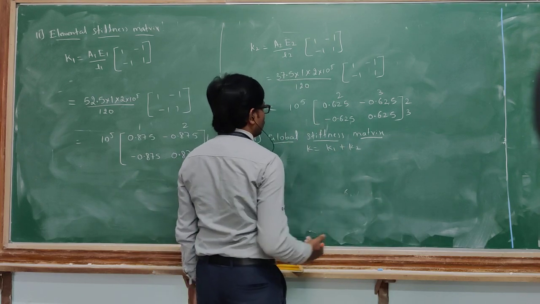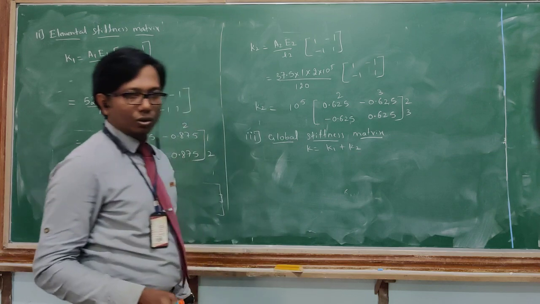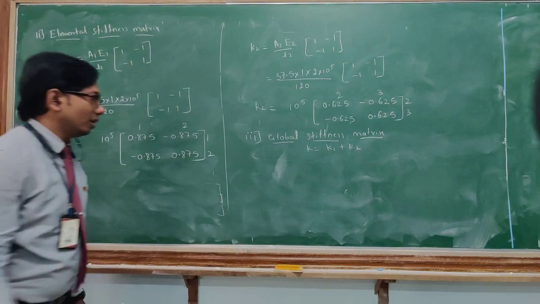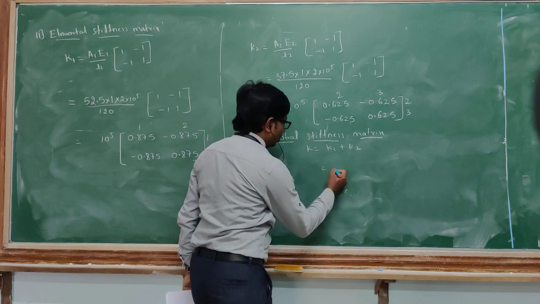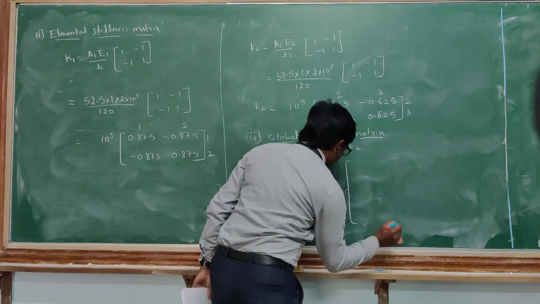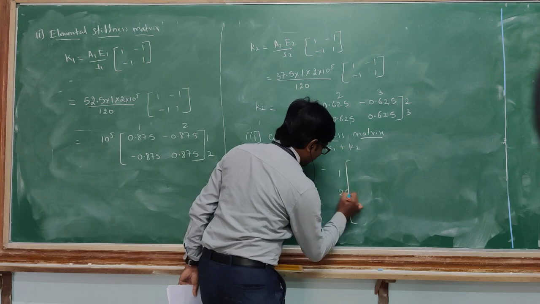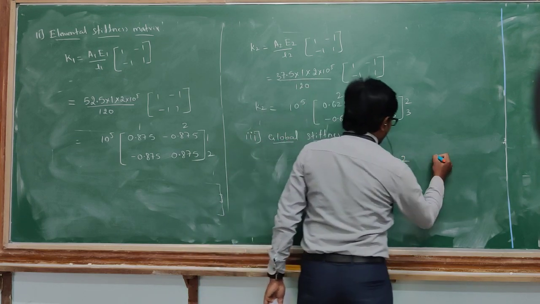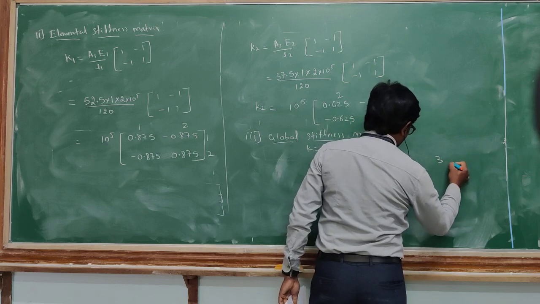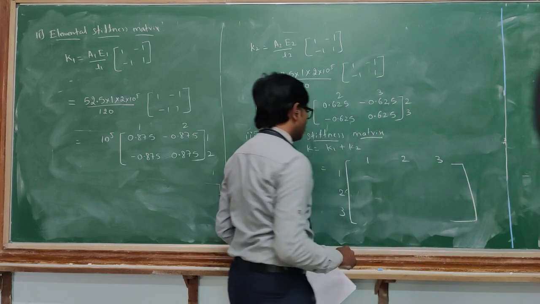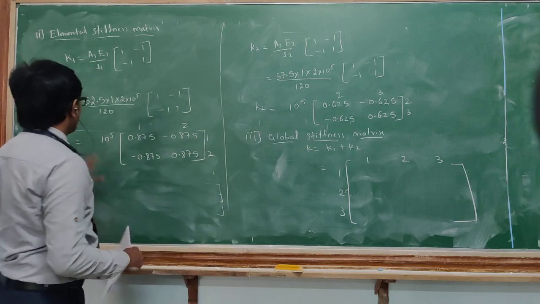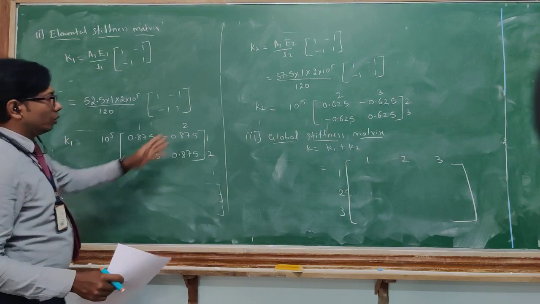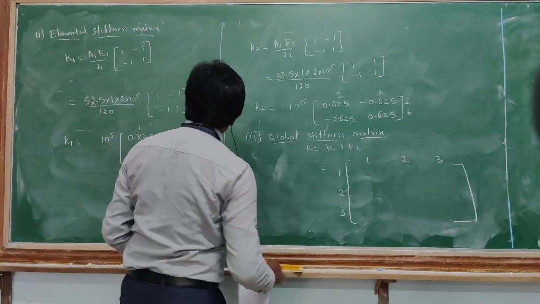So as you see, it is having 3 nodes. The problem is having 3 nodes, so you'll be getting a 3 cross 3 matrix. I'll just write first row, second row, third row, first column, second column, third column. So this is how we have to write it. We have to compare K1 and K2 to fill this particular global stiffness matrix.